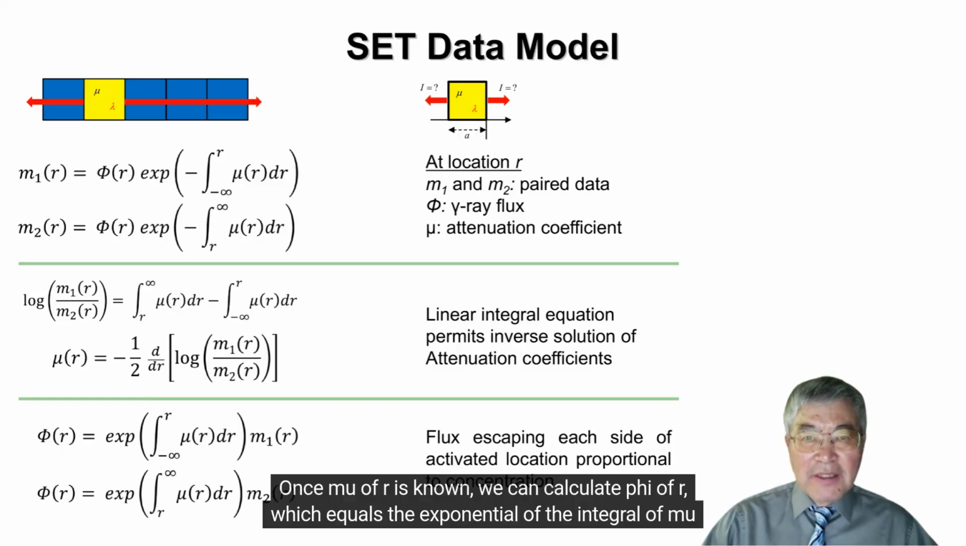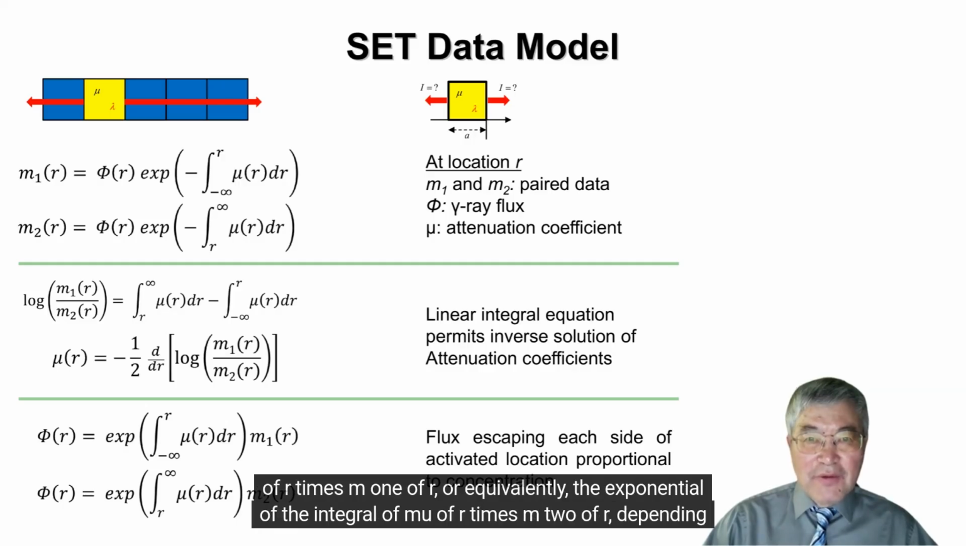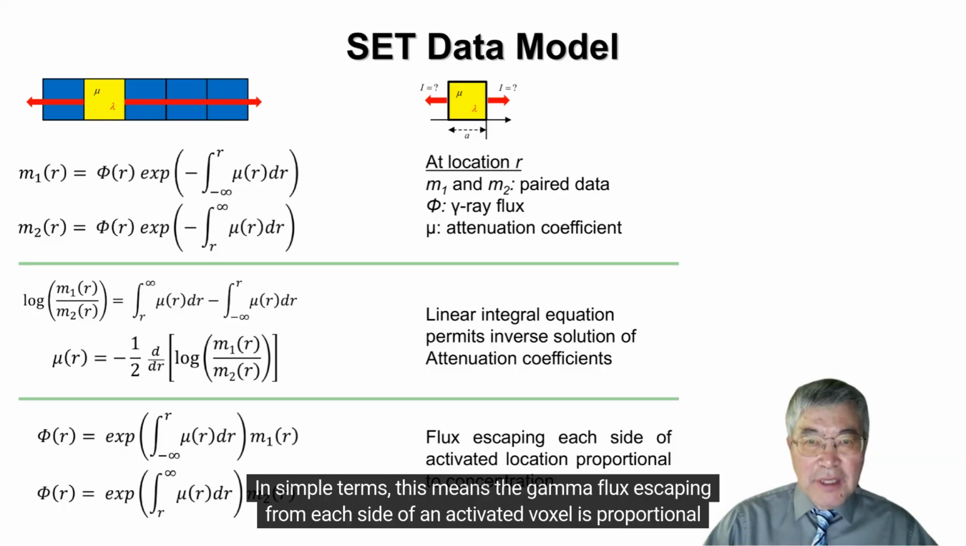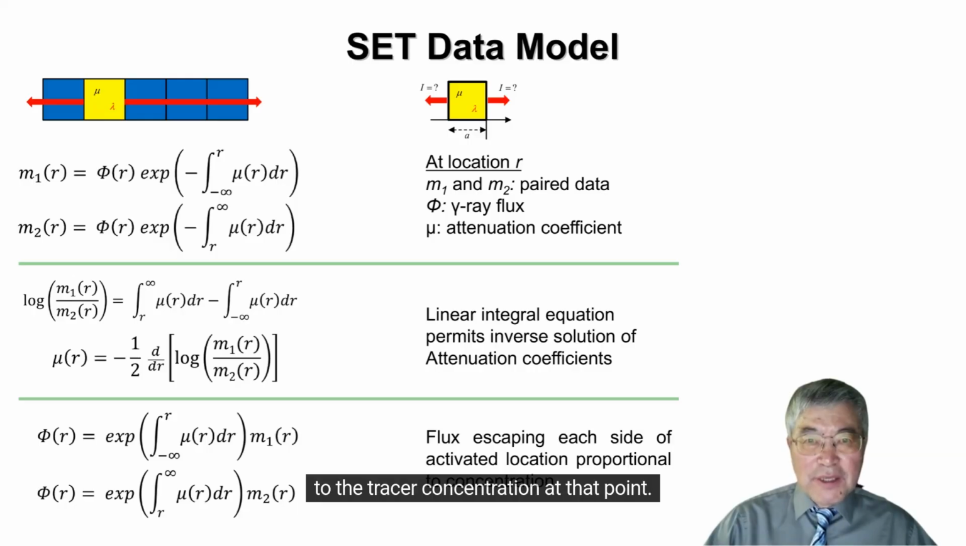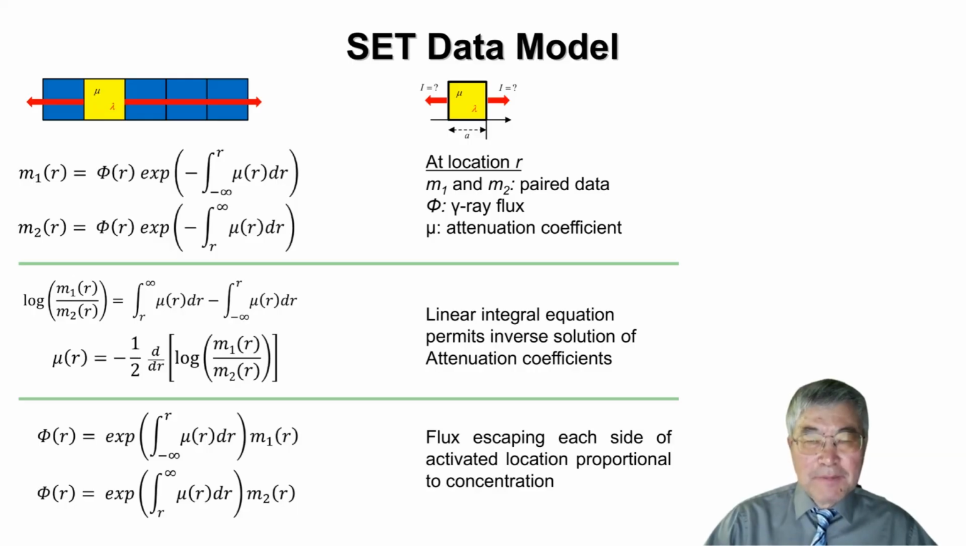Once mu of r is known, we can calculate phi of r, which equals the exponential of the integral of mu of r times m1 of r, or equivalently the exponential of the integral of mu of r times m2 of r, depending on direction. In simple terms, this means the gamma flux escaping from each side of an activated voxel is proportional to the tracer concentration at that point.